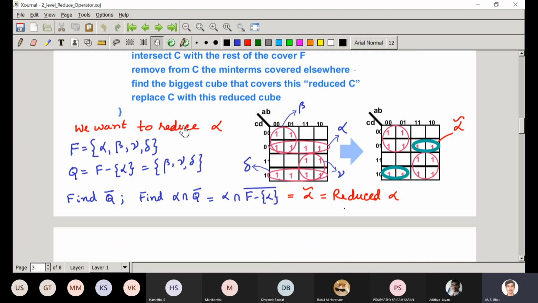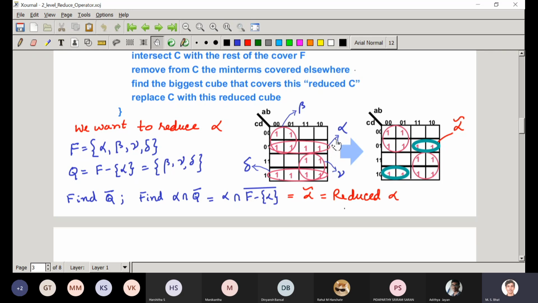So here is an example. Suppose you have this Karnaugh map, a function represented by the Karnaugh map, and let us denote these cubes. These are all prime implicants. This is alpha, this is beta, this is gamma, and you have delta. So my onset function F is alpha, beta, gamma, delta.